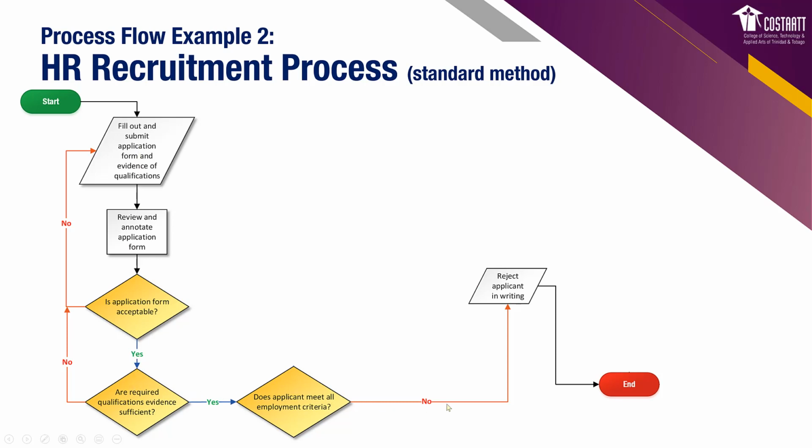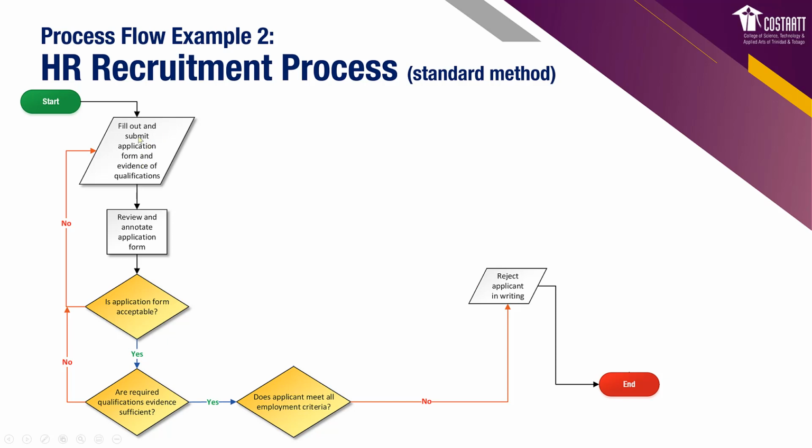The answer is no. In which case, the process moves to where we reject them, and it will be nice to say that we can reject somebody in writing, but it could be verbally, and well, in Trinidad, you may not have any rejection at all, you just don't hear from them again. At which point in time, once the applicant is rejected, the process goes to the end. And notice the end is the same symbol as the start, I just colored them differently. And this is where the process ends. That's it, done. We finish with this applicant.